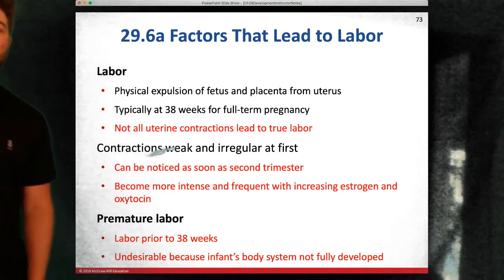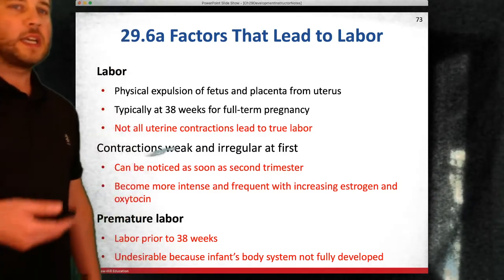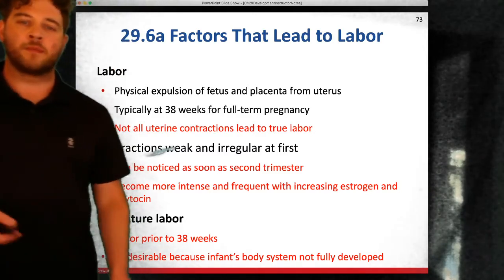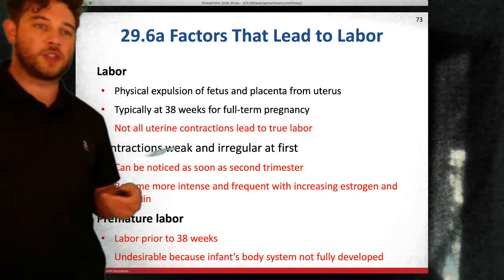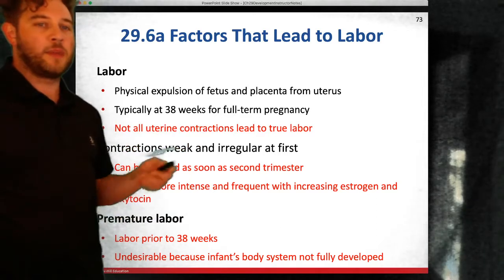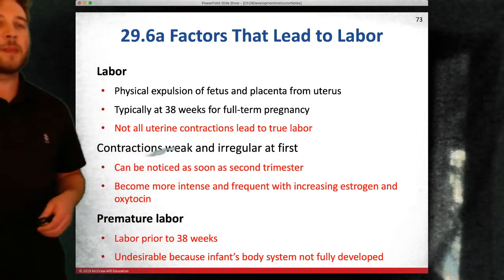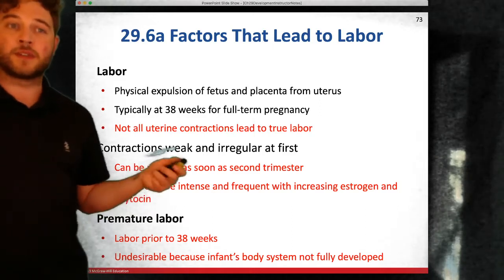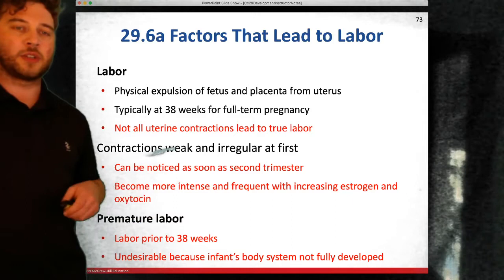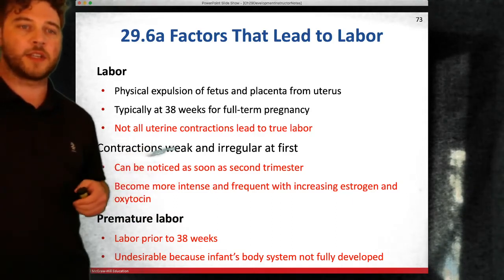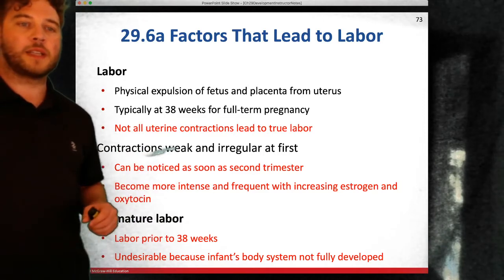Okay, so labor is the physical expulsion of the fetus and placenta from the uterus, typically at 38 weeks to 42 weeks for full-term pregnancy. Not all uterine contractions lead to true labor. They begin weak and irregular at first, and can be noticed as soon as the second trimester. You have those oxytocin levels starting to increase, but contractions become more and more frequent as estrogen and oxytocin levels increase. Premature labor is labor prior to 38 weeks.